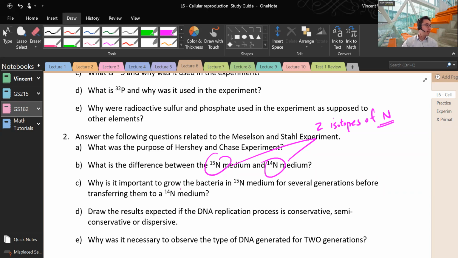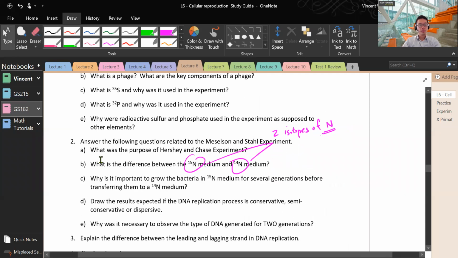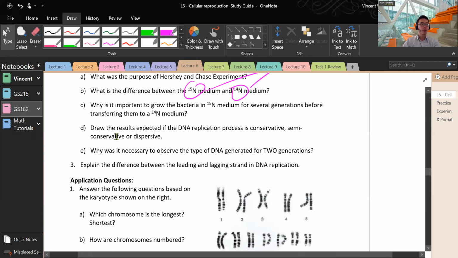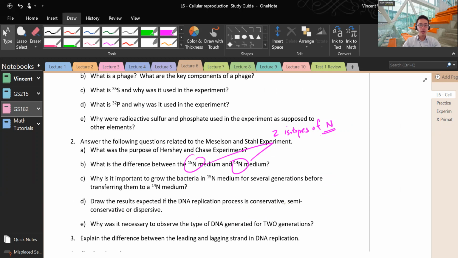All right. Anyone else have any other requests? All right. If you think of anything, a 2D, yeah, Bianca said 2D. Draw the results expected if DNA replication is conservative, semi-conservative, or dispersive. All right.